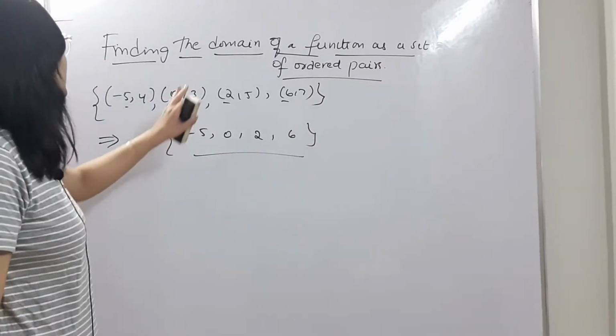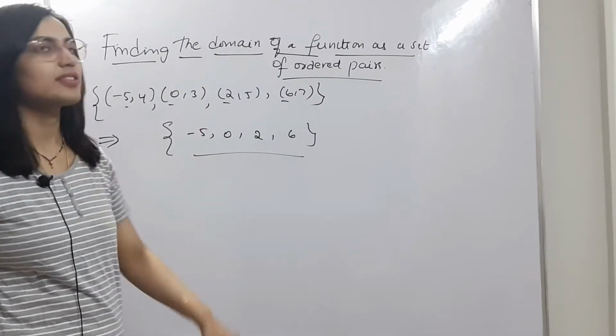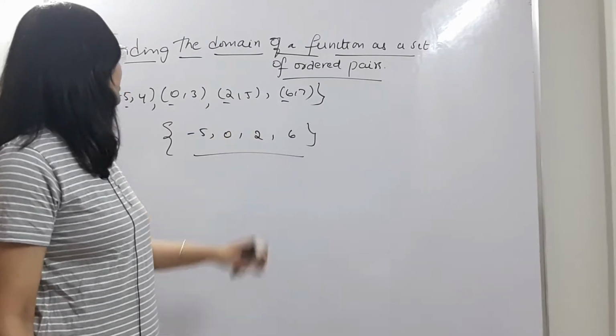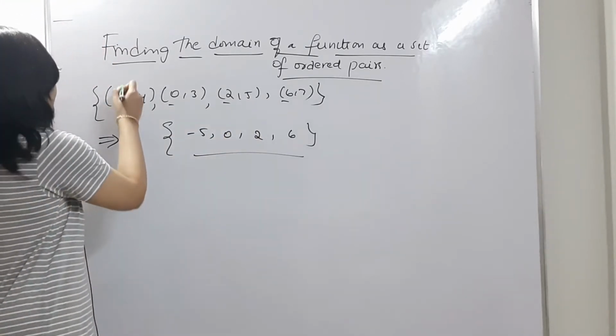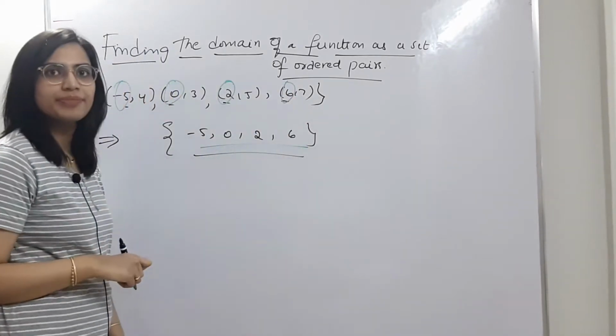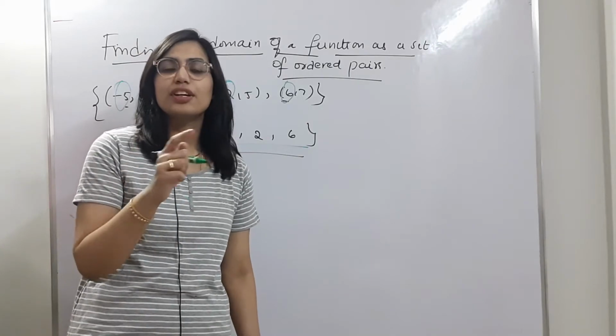Right. So this is how you find the domain of a function when you get a set of ordered pairs in the questions. Pretty straightforward and very easy. Just pick up the first values and write the domain. See, -5, 0, 2, 6. This is the domain. Okay, now let's see what happens when you are given a function.